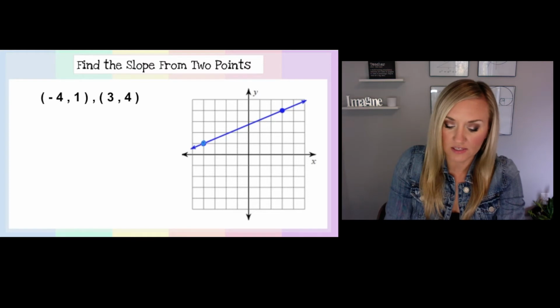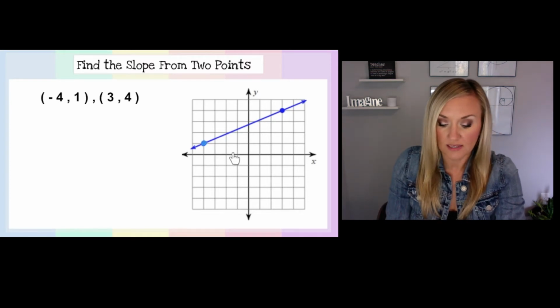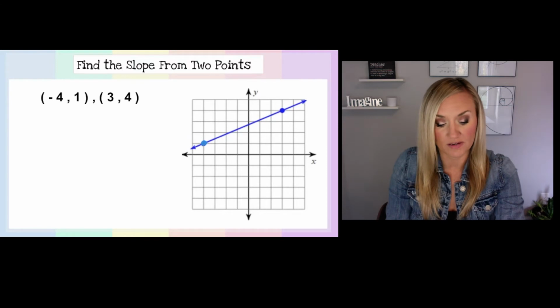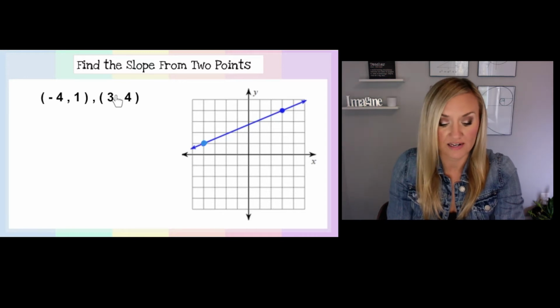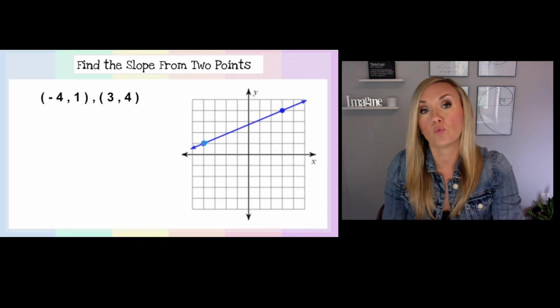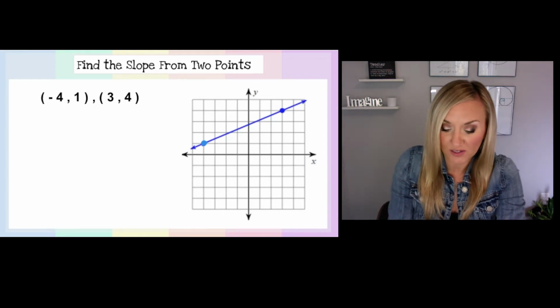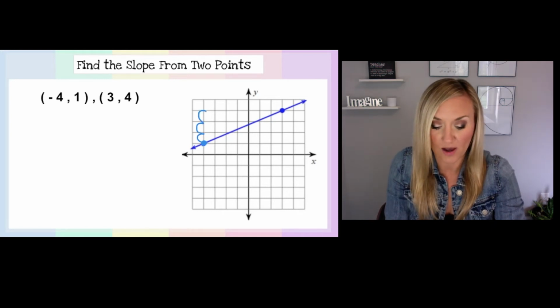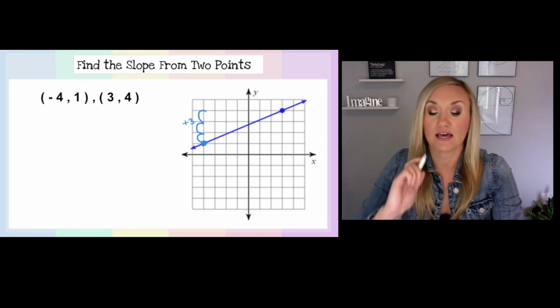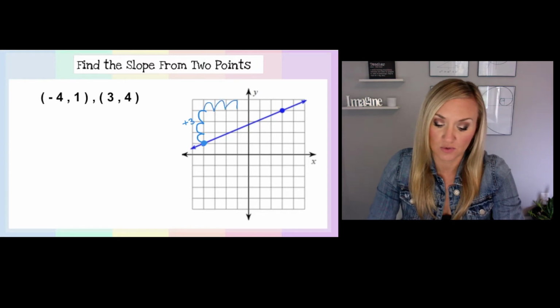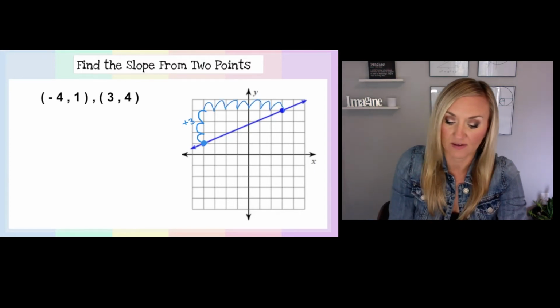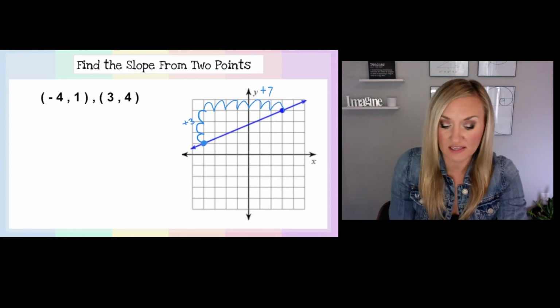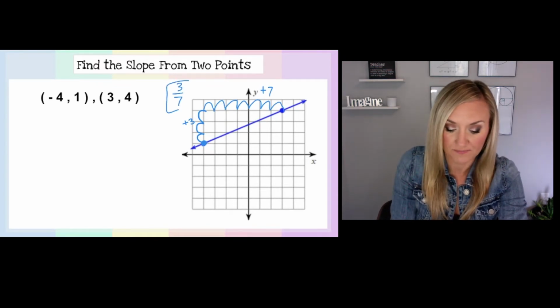Let's take a look at this point right here. This point is (-4, 1), which is here. And this point is over to the right 3 and up 4, so that is the point (3, 4). If we were given the graph, you guys are really good at this. You could use your rise over run skills to say we're going to go up 3, and then we're going to go to the right 1, 2, 3, 4, 5, 6, 7. And so the slope of this line would be 3 over 7.